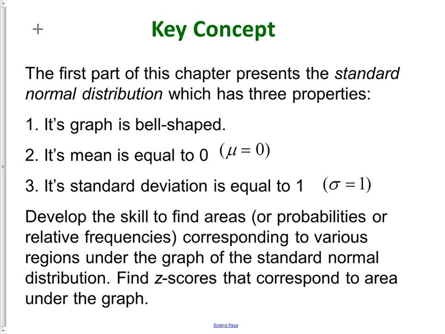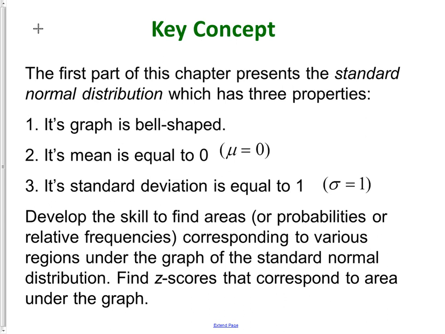So we're going to start our first part of our chapter by presenting what's called the standard normal distribution, which has 3 properties. First of all, like all normal distributions, its graph is bell-shaped. What's special about this curve is that the mean is equal to 0 and the standard deviation is equal to 1. And we want to develop the skill to find areas, which we sometimes might call probabilities or relative frequencies, corresponding to various regions under the graph of the standard normal curve.